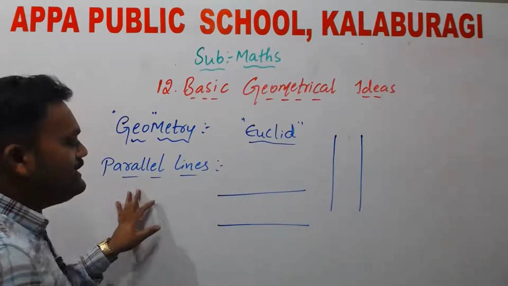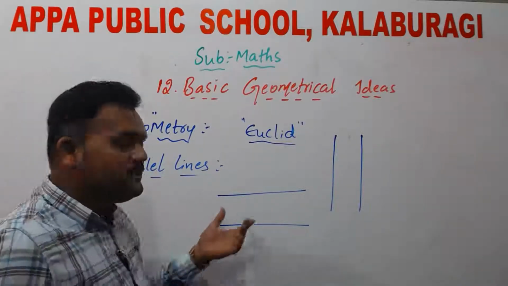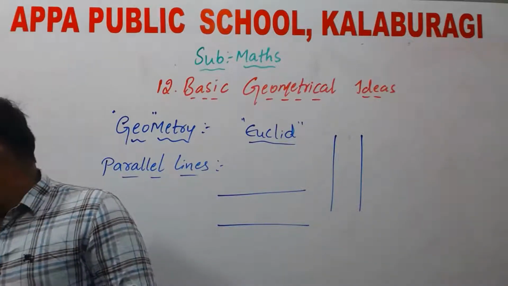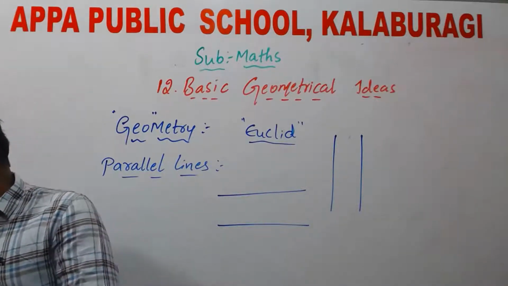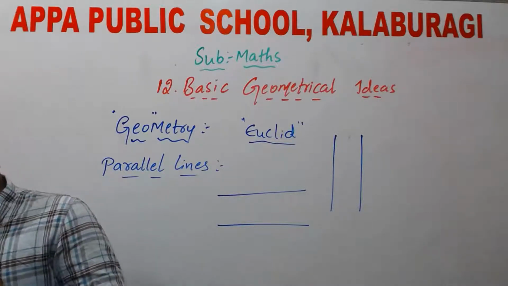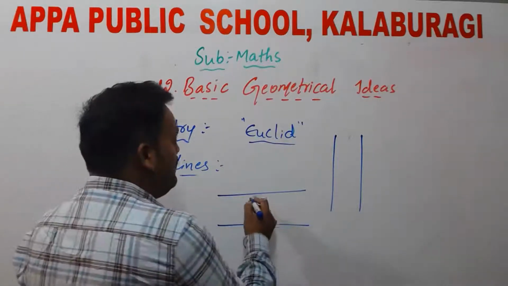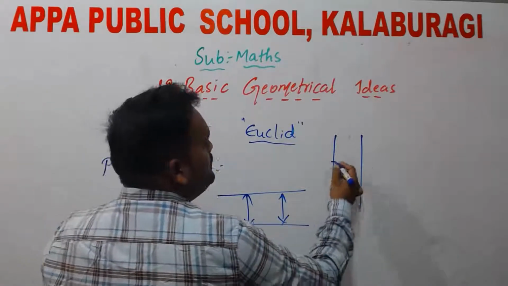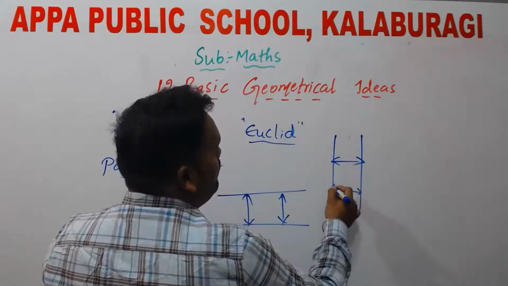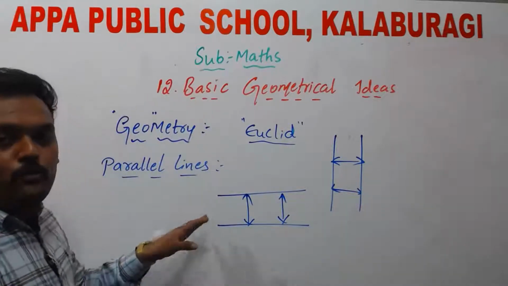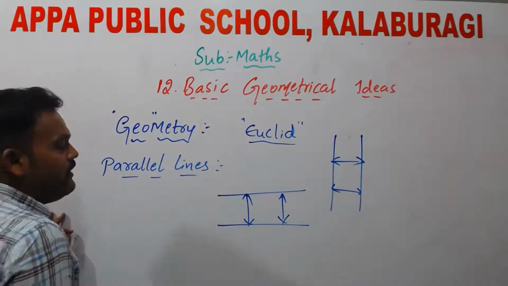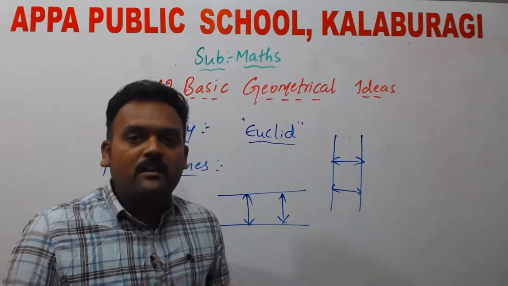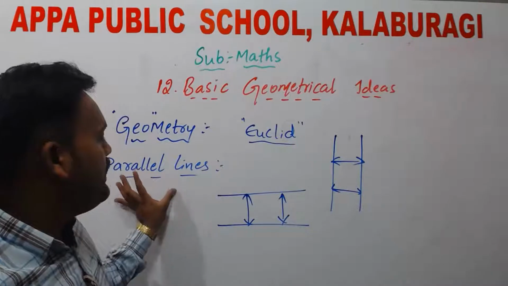What is the importance of parallel lines? They lie on the same plane, and they do not have a common point in between. The distance between these two lines always remains the same. For example, any distance you take in parallel lines, the distance between the two lines always remains the same. What are parallel lines? The two lines which do not intersect each other at any point are called parallel lines.